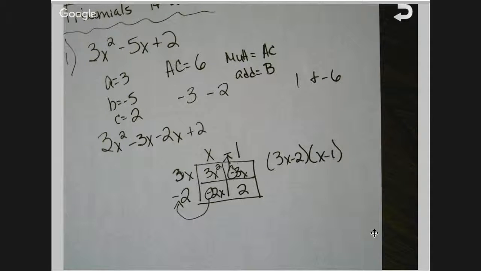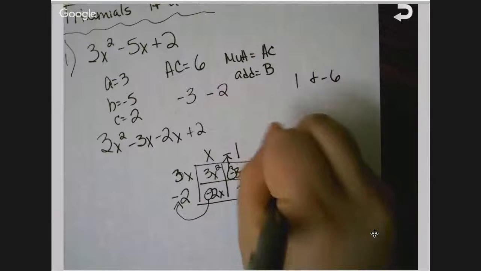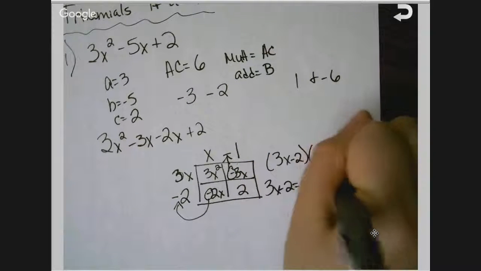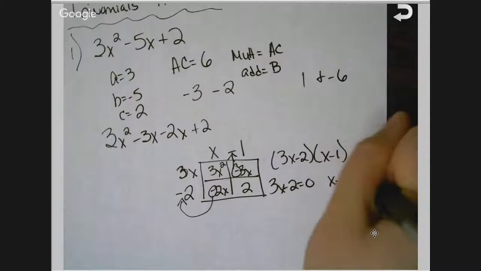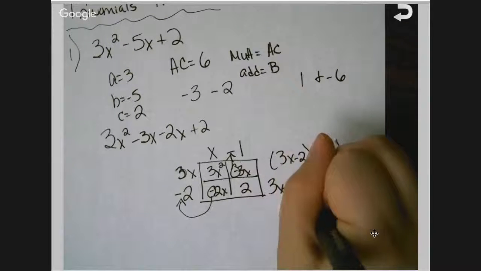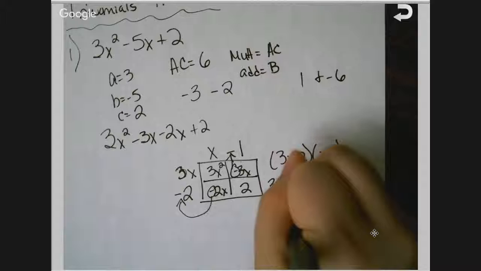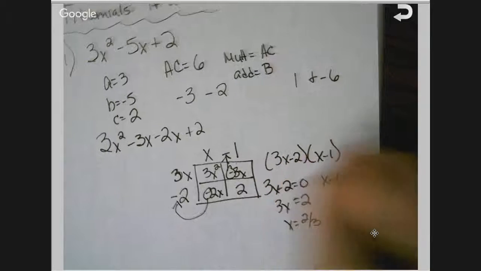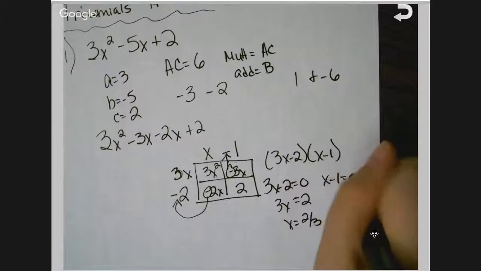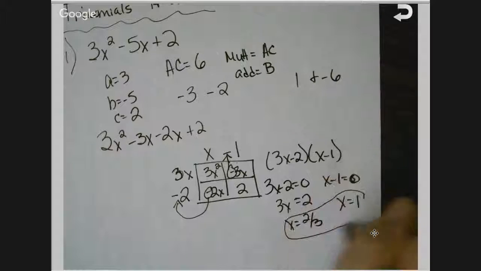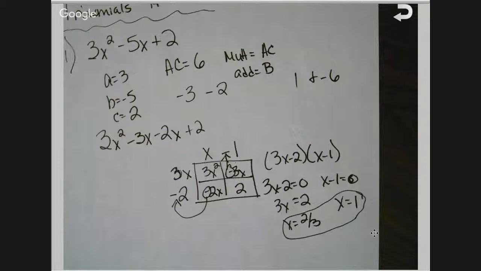If you only had to factor, you would be done. Yet again, if you had to solve, you would set both parts to 0. So add 2 and divide by 3. So 2/3 and positive 1. Depending on what the question was, obviously.